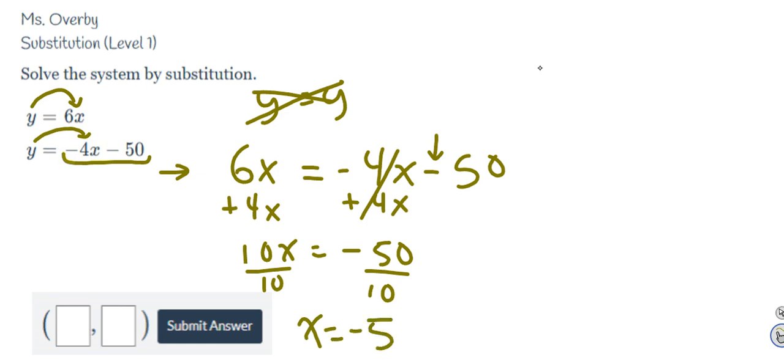Now, what does x equals negative 5 mean? That means that when x equals negative 5, y is going to equal the same thing in both equations. So I'm putting the negative 5 here because for Delta Math, that's our x value, and that's our y value. All right, so now how do we find our y value?